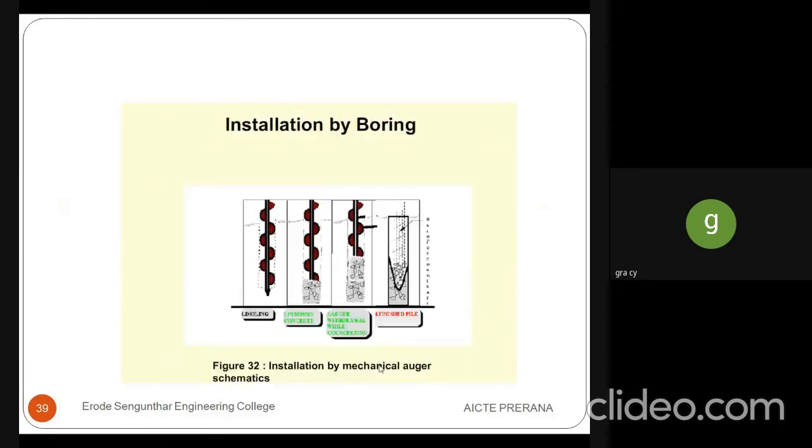Here we can see the mechanical auger schematics. The first process is drilling, the second process is pumping the concrete, and third is the auger withdrawn while concreting, and then this is the finished pile.